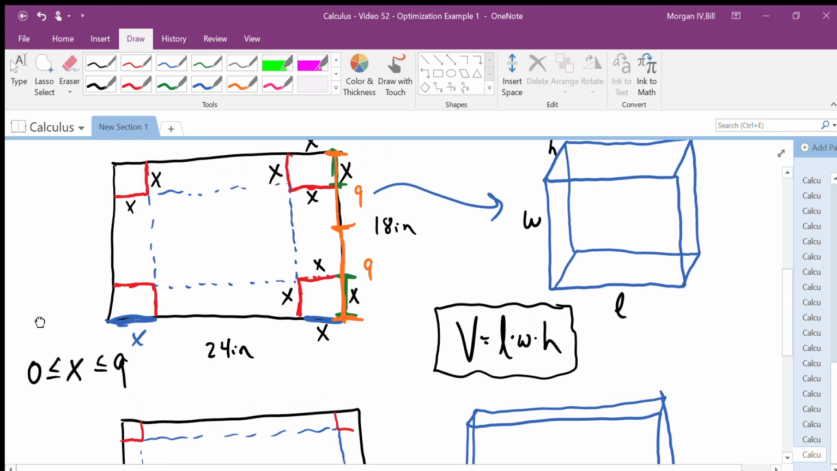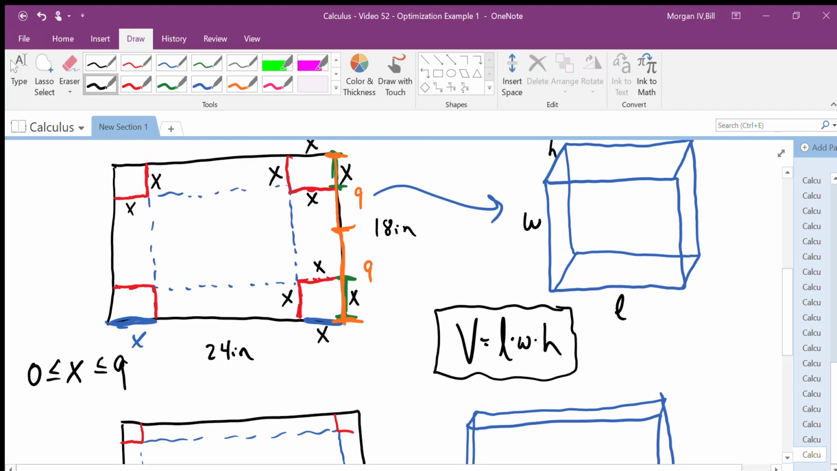How can we replace, going back to our equation here, volume is equal to length times width times height, how can we replace the length in terms of x? How can we replace the width in terms of x? And then what is the height in terms of x? Okay. So I'll call the length the side with the 24, I'll call the width the side with the 18, and the height is the part that's being folded up, if you will.